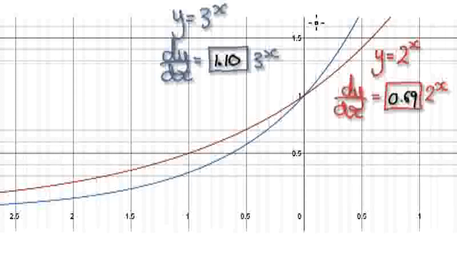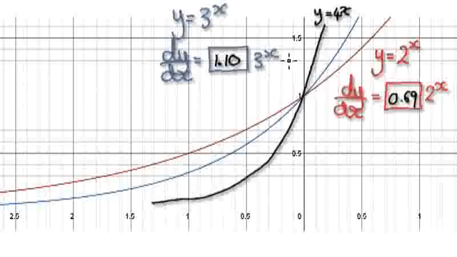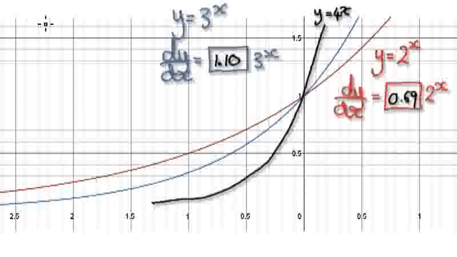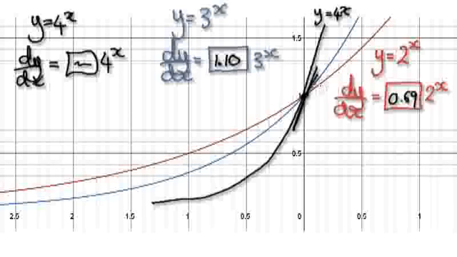Now, we're going to guess y equals 4 to the power of x. We're going to guess the graph to look something like this. If you start with y equals 4 to the power of x and differentiate it, it will give you dy by dx equals some constant times 4 to the power of x. And this constant here is really the gradient of the black line here at x equals 0.